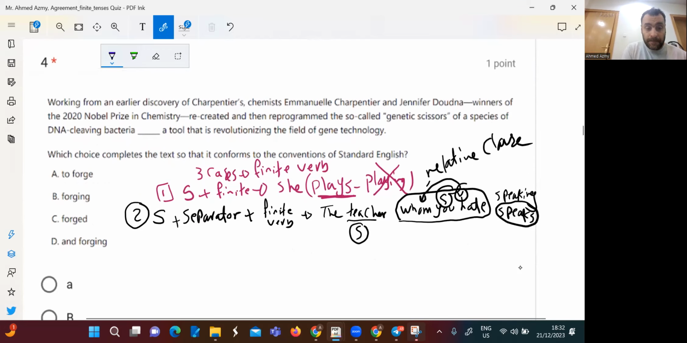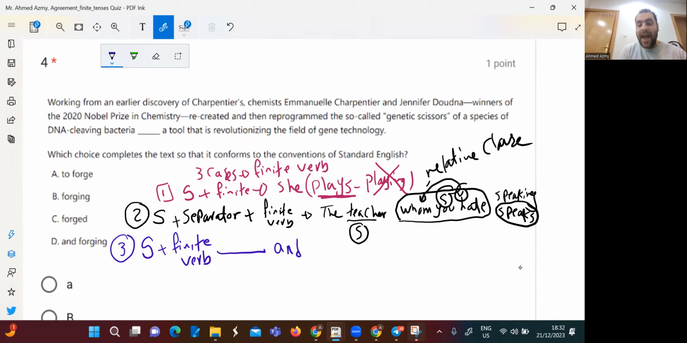Case number three, if you have subject plus finite verb and then after and, a space. This space must be a finite verb. Shall we have two finite verbs? In case three, we must choose two finite verbs because of the and. Look at the example.